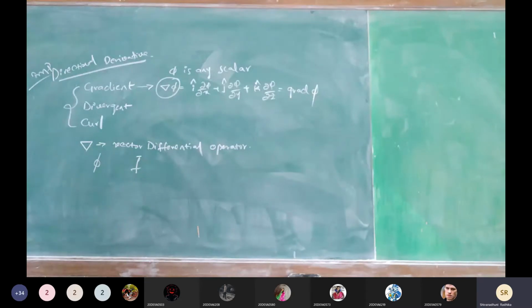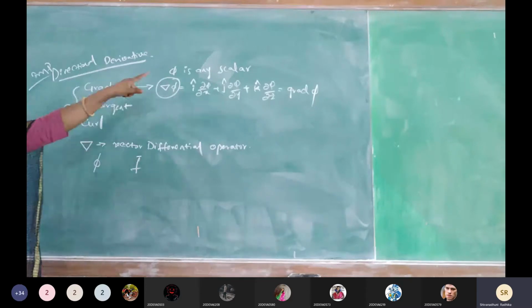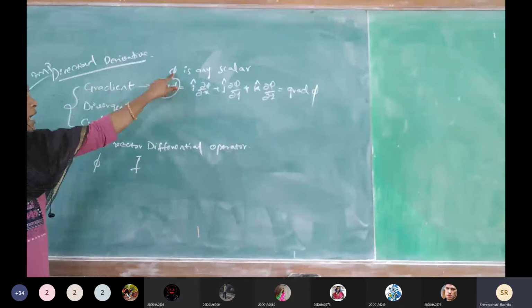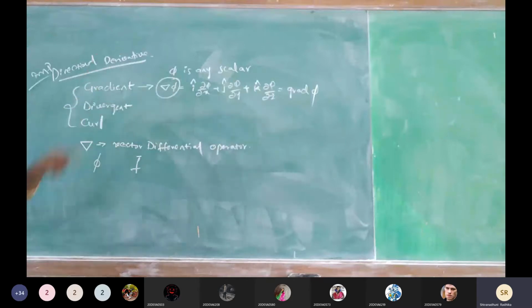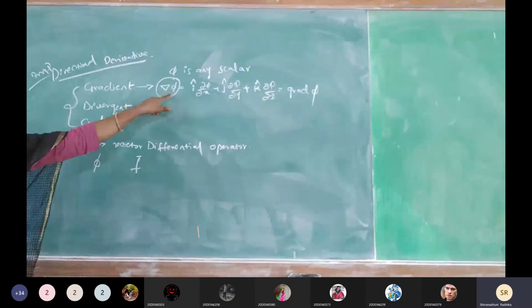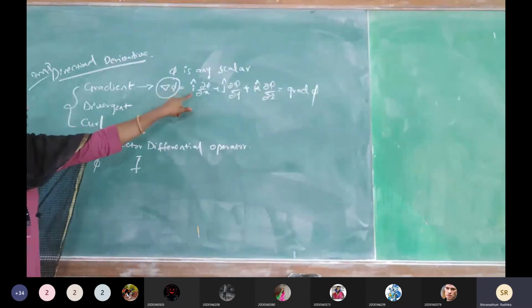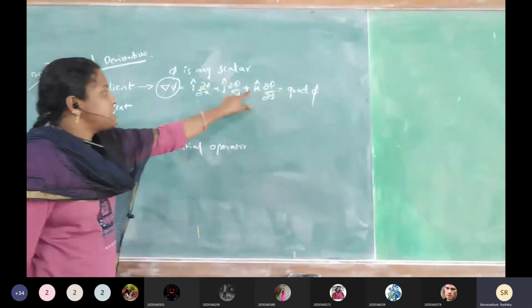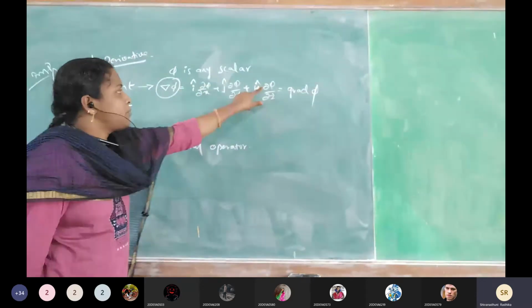Now, the first topic is the gradient. What is the gradient? Gradient of a scalar point function. Phi is the scalar point function, so that is denoted by del phi. Del phi equals i cap ∂phi/∂x plus j cap ∂phi/∂y plus k cap ∂phi/∂z. Simply, we can write grad phi.